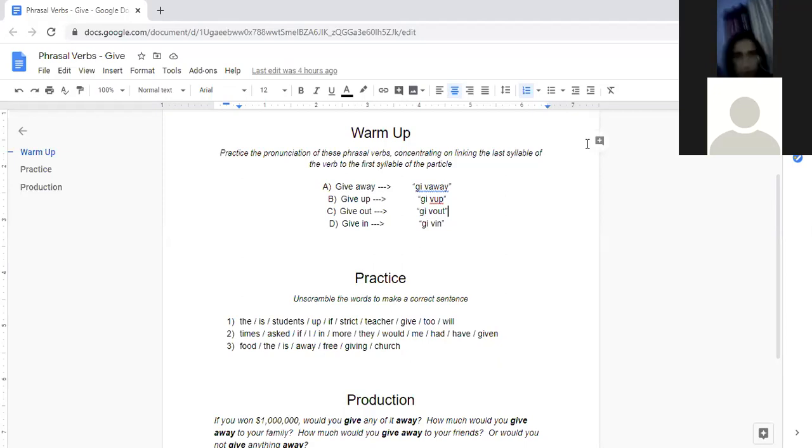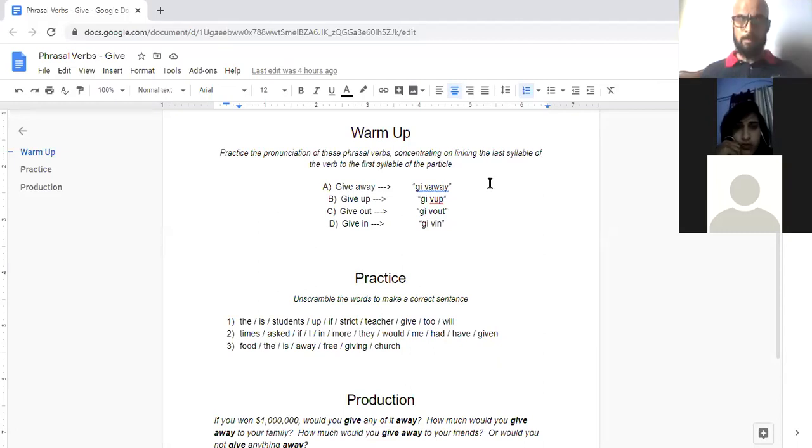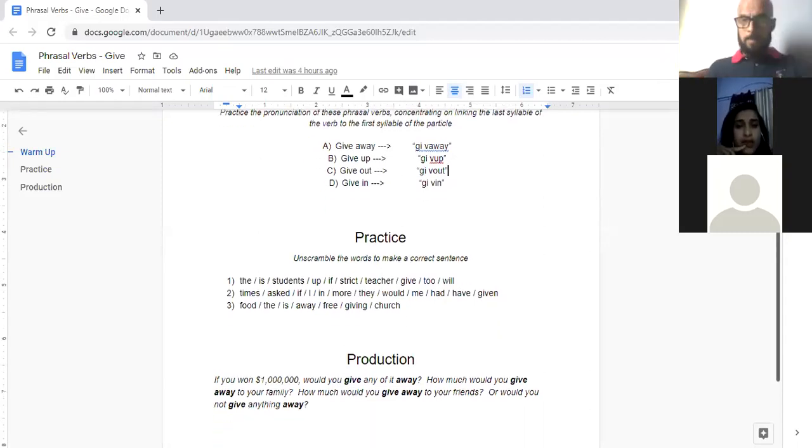Give away. Can you say that? Give it. That was a great warm up. We're going to practice pronunciation. Tanu, are you there? Can you say give in? Maybe not. Okay, so the reason we do that is just so you can practice the pronunciation.